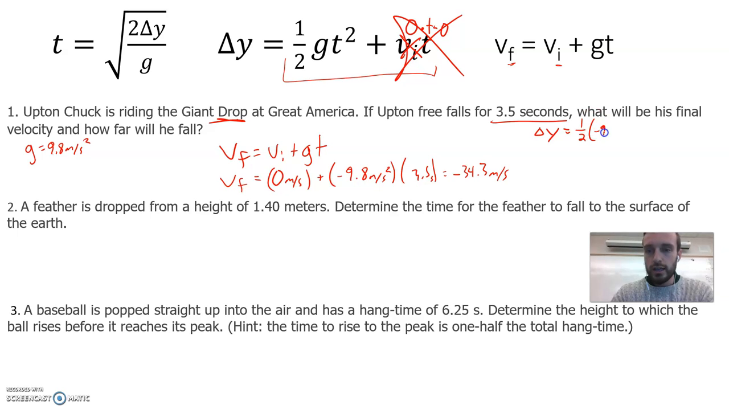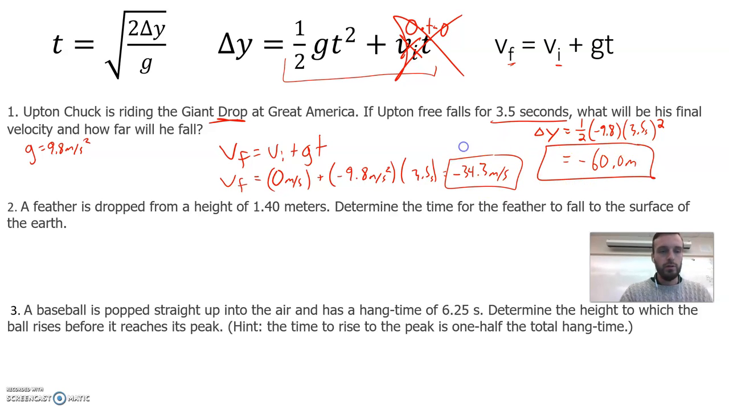1/2, we got g, negative 9.8. We have t, which is 3.5. And be careful here, you're only squaring the time. So be careful, I'm going to do that first. I'm going to do 3.5 squared, and then I'm going to multiply by 9.8, and then I'm going to multiply by 1/2. And it looks like we are going to fall a distance of 60.0 meters. So there's your two answers for the first part.